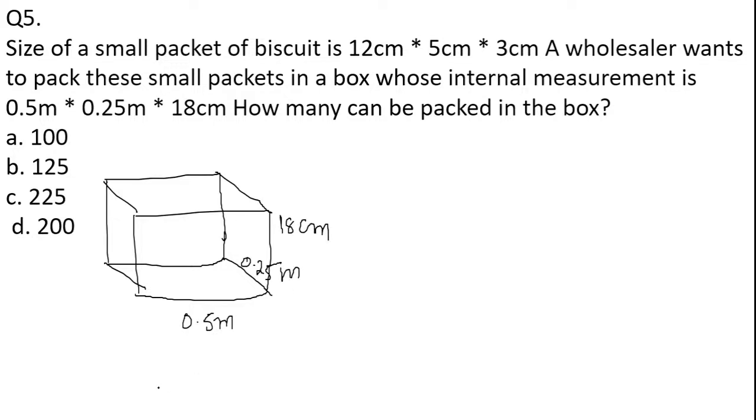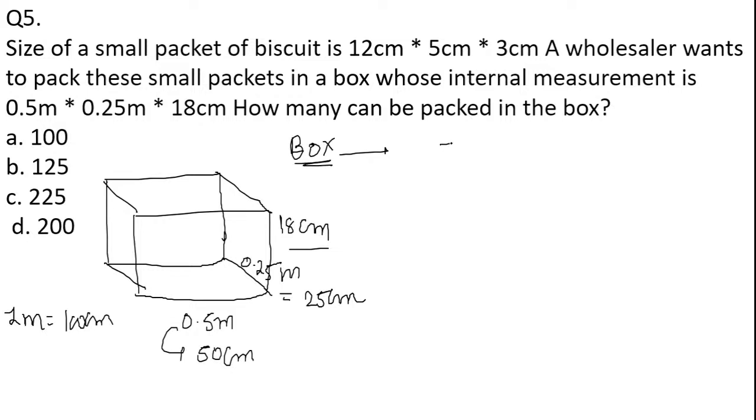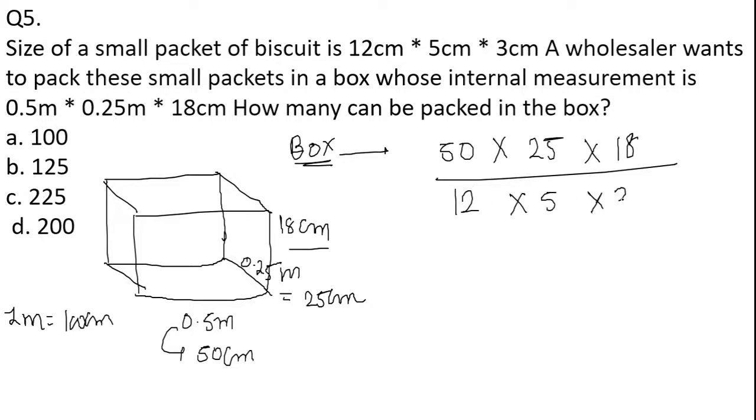This is in meter. Okay, now can I convert this meter into centimeter? As we know, 1 meter is equal to 100 centimeter. Again, 0.5 will become 50 centimeter, 0.25 will become 25 centimeter, and 18 centimeter is as it is. Okay, now the dimension of the box, which is 50 centimeter into 25 centimeter into 18 centimeter, divided with the dimensions of the small packet of biscuits, that is 12 into 5 into 3.